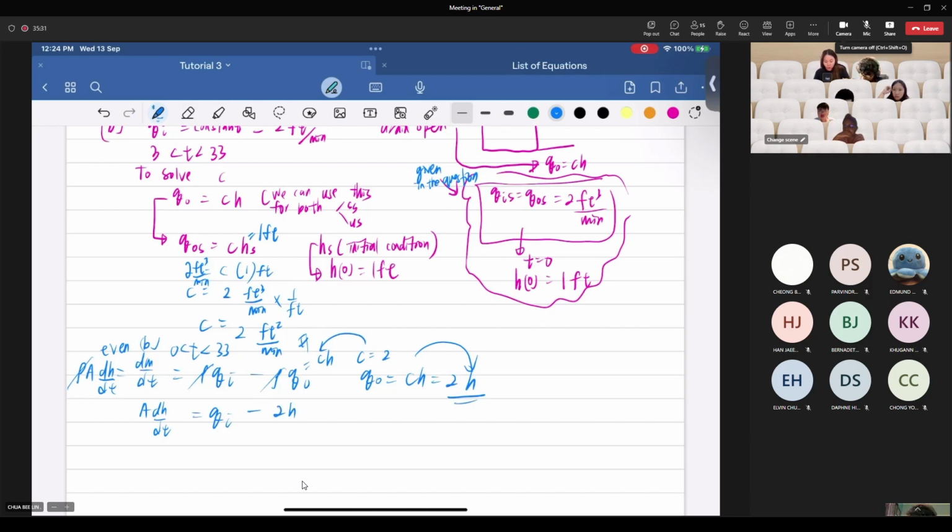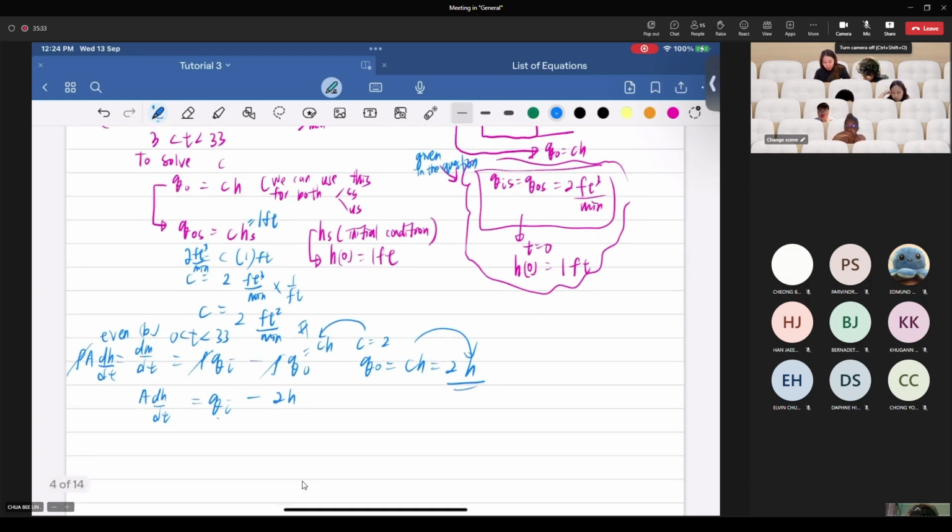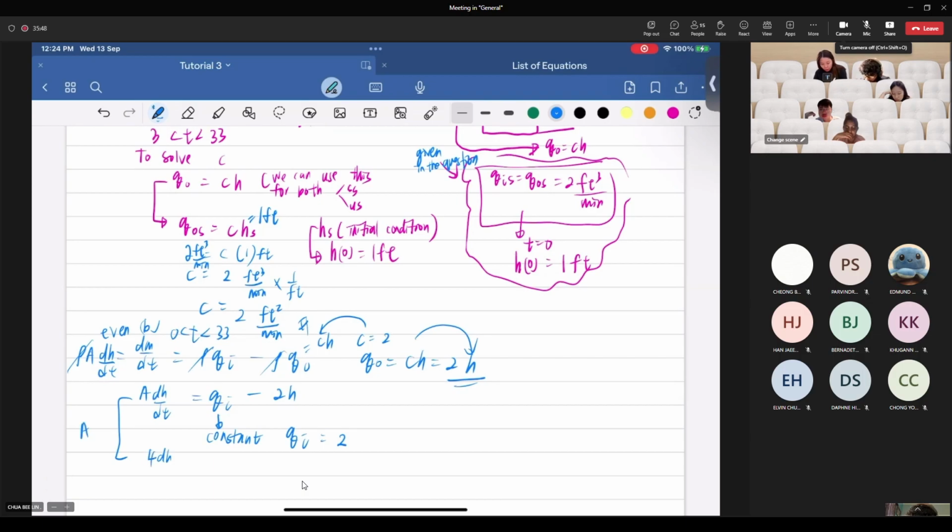Okay, so from here, constant. So qi equals to 2. So from here, you'll be having dh. So you can actually sub the a as well. A is 4. So I have 4. A equals to 4. dh over dt equivalent to 2 minus 2h.